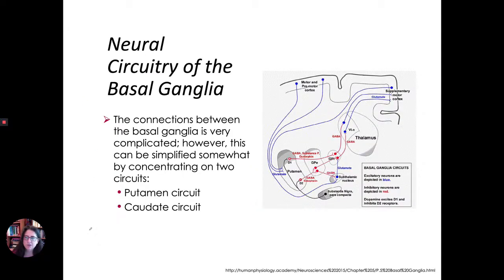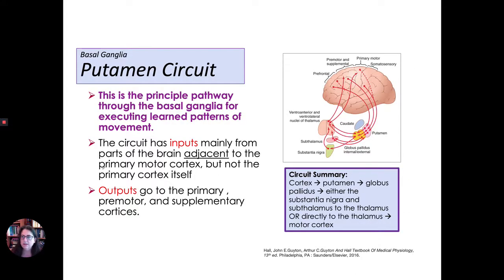Now the neural circuitry of the basal ganglia, I'm sure Dr. Bartlett has gone into exhaustive detail about what is connected to what, but we're going to simplify it for our purposes, for functional purposes, into two basic circuit patterns, the putamen circuit and the caudate circuit. First, let's look at the putamen circuit. This is the principal pathway through the basal ganglia for executing learned patterns of movement that are already established, been used over and over again, and it helps to facilitate its use.